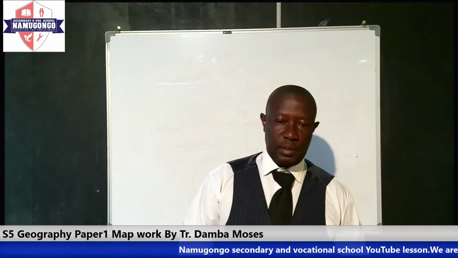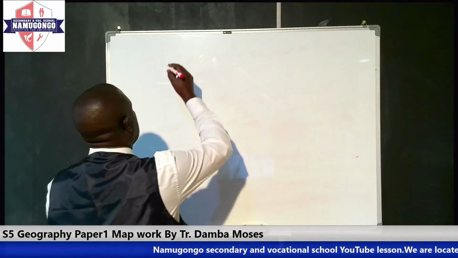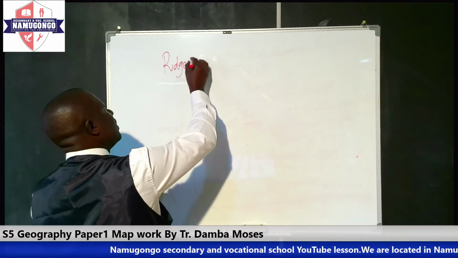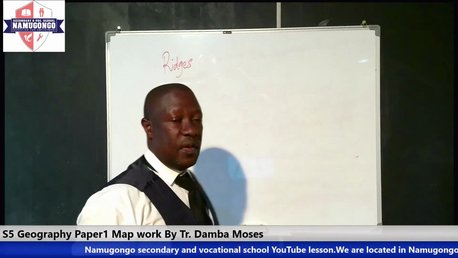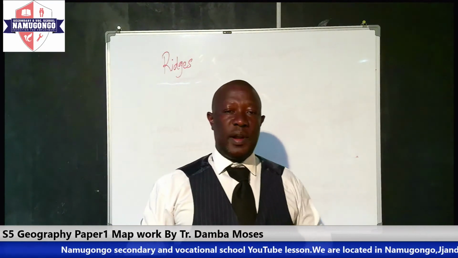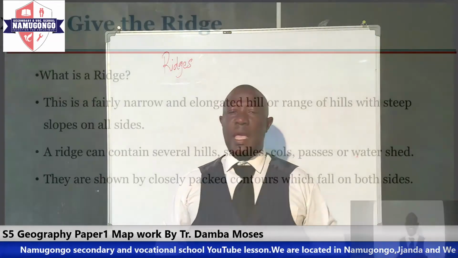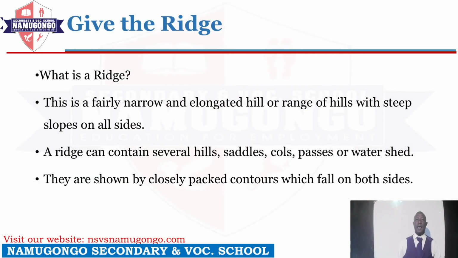You can also describe the relief by giving a ridge. Look for ridges on the map, and you will have described the relief. And what is a ridge? A ridge is a narrow and an elongated hill. On this one ridge, there can be several hills.